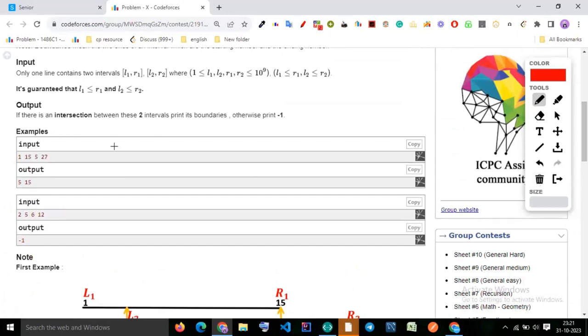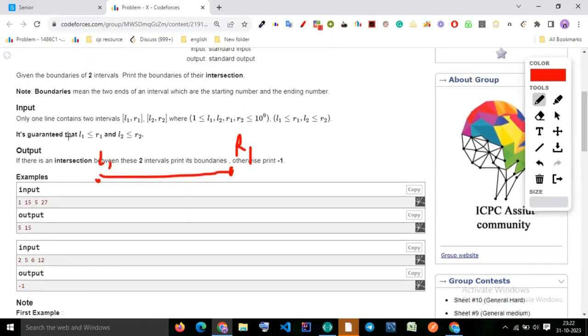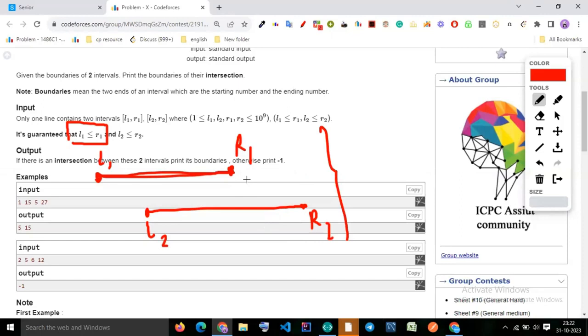Let's figure out the cases. Say this is L1 and this is R1. And we know that R1 is always greater than or equal to L1, yes. So let's fix this L1 R1 and figure out all the cases of L2 R2. It is possible that L2 is greater than L1. Is that possible? Yes, possible. This is one of the possible cases.